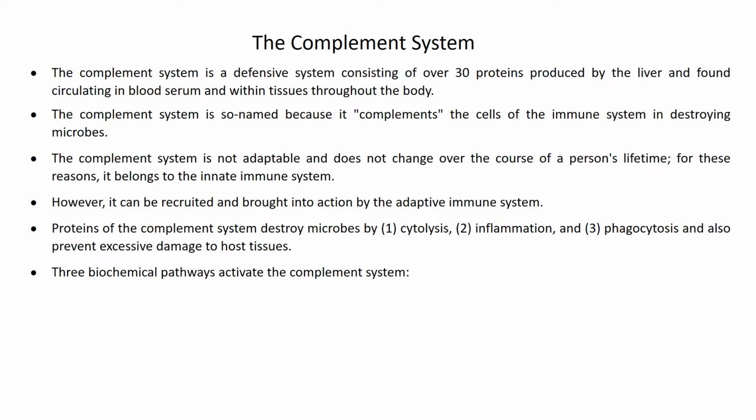tissues. There are three biological pathways that activate the complement system. The first one is the classical complement pathway, the second is the lectin pathway, and the third is the alternative complement pathway. First, we are going to discuss the classical pathway.